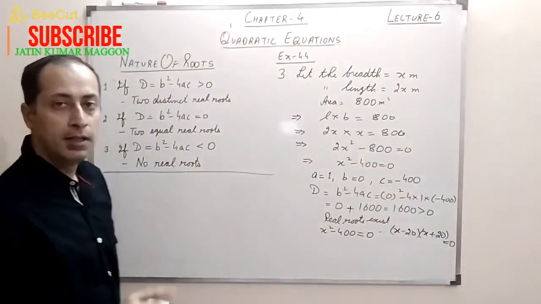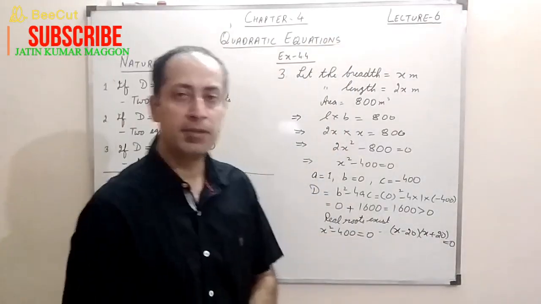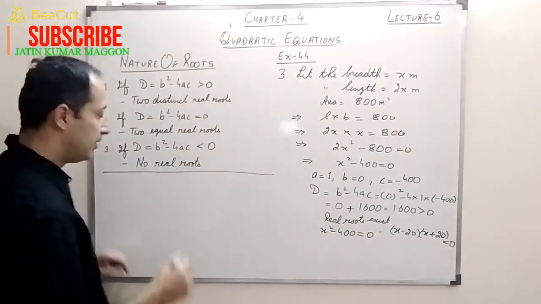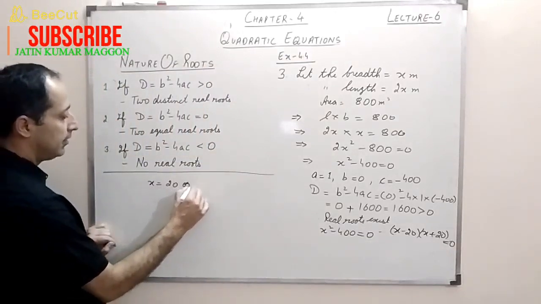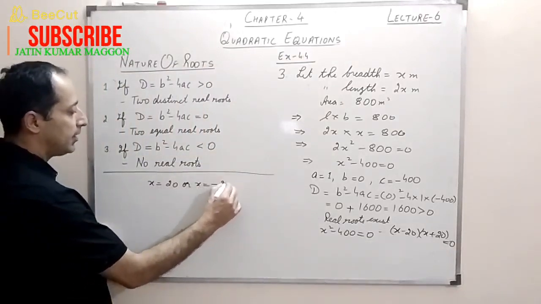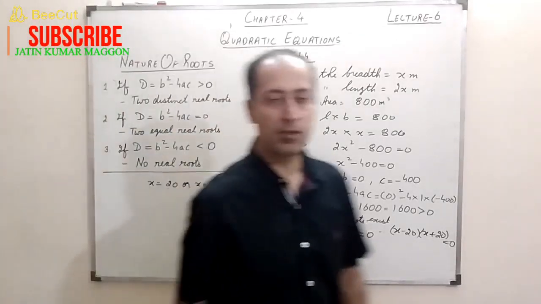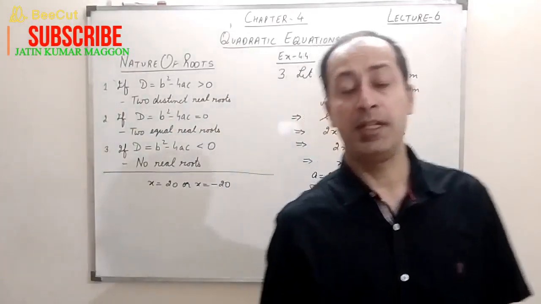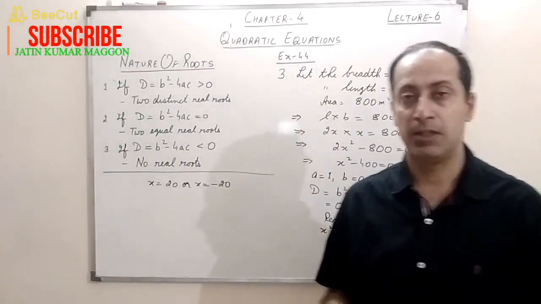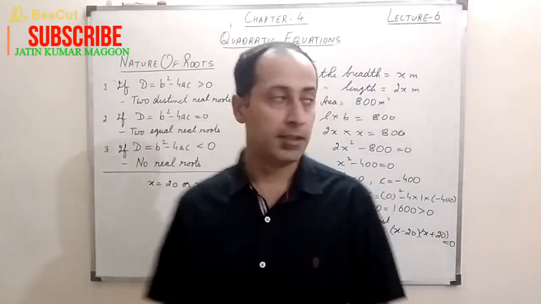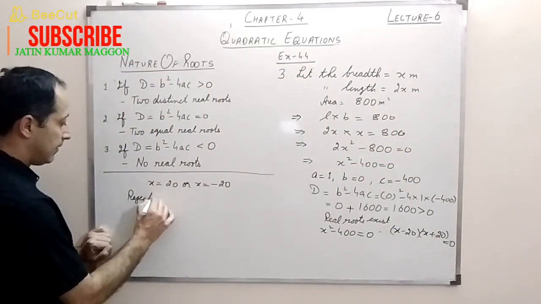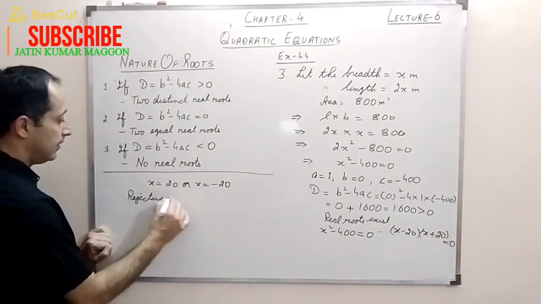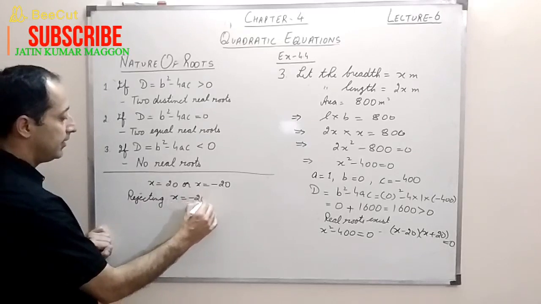Now, since the product of two numbers is 0, either of the two can be 0. So therefore, x equals to 20 or x equals to minus 20. Now again, since we are talking about the length and breadth of a rectangle, it cannot be negative. So we have to reject one of the values, and that is minus 20. So we are rejecting x equals to minus 20.